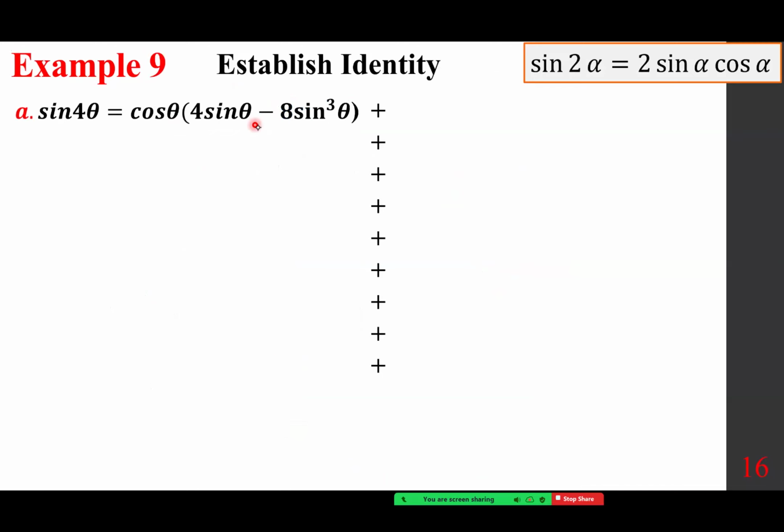We'll establish identity. Sine of 4 theta is cosine of theta times 4 sine theta minus 8 sine cubed theta. You start with one side when you want to establish identity. Normally the one which is more complicated. Let's start with the right hand side. And we notice inside the parentheses, I can take out the common factor of 4 sine theta. If I take this out, this gives me 1. This gives me negative 2 sine squared theta.